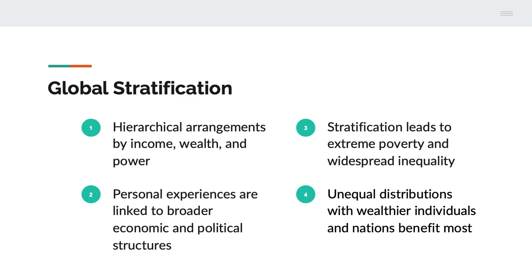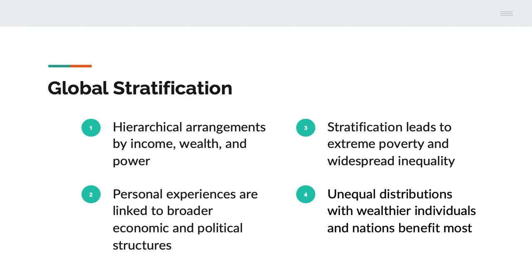Global socioeconomic stratification refers to the hierarchical arrangement of countries and populations worldwide based on economic status, wealth, and social power. It highlights the inequalities between developed, affluent nations and developing poor nations. This stratification impacts access to resources, opportunities, and quality of life. Factors such as income, education, and health vary significantly across different regions, creating a global pattern of inequality. Understanding global socioeconomic stratification helps in analyzing how wealth and power are distributed globally and the effects of these disparities on people's lives and opportunities.